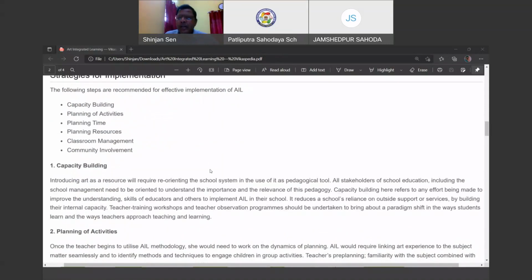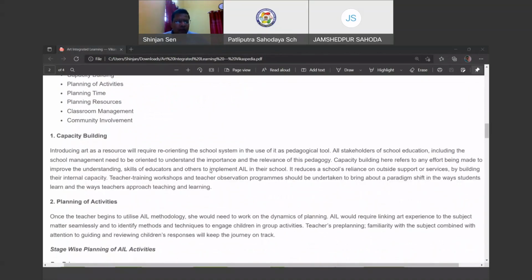So capacity building programs. Thank you, Naresh Paswan sir. Thank you so much. So capacity building programs we will conduct. Introducing art as a resource will require reorienting the school system in the use of its pedagogical tool. All stakeholders of school education, including the school management, need to be oriented and understand the importance and the relevance of this pedagogy. Capacity building program here refers to any effort made to improve the understanding and skills of educators and others to implement art integrated learning in schools.